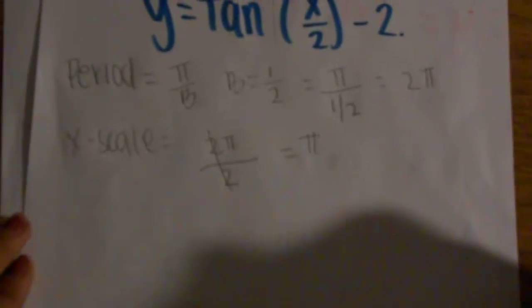Moving on to our x scale, we do 2 pi over our period being 2, which would then equal pi, because our 2's cancel out. Vertical asymptotes.